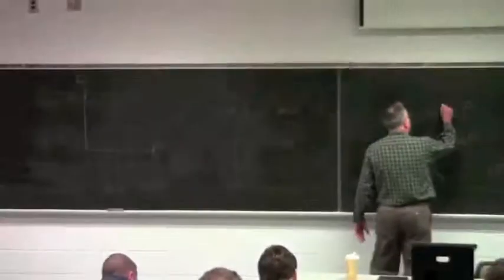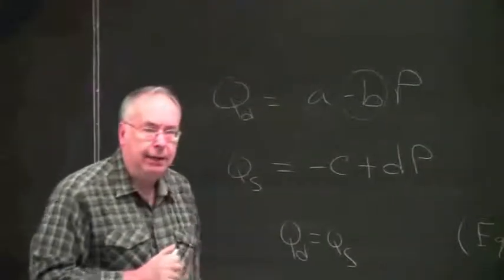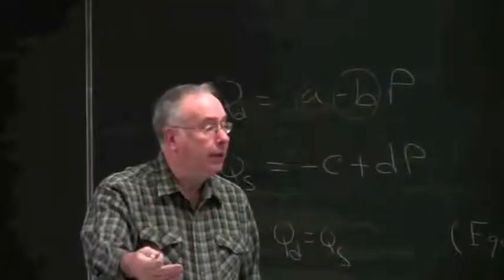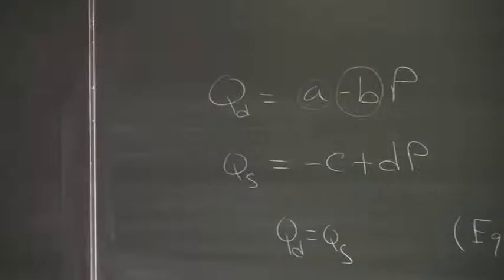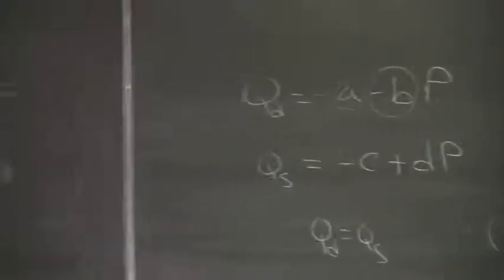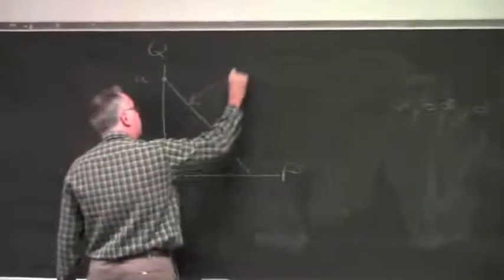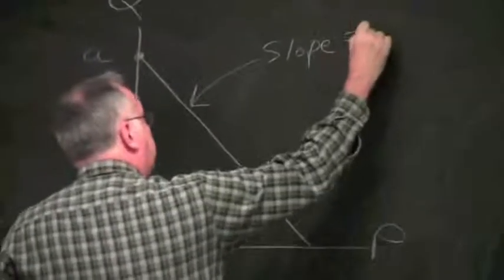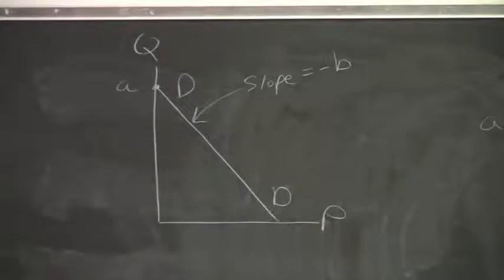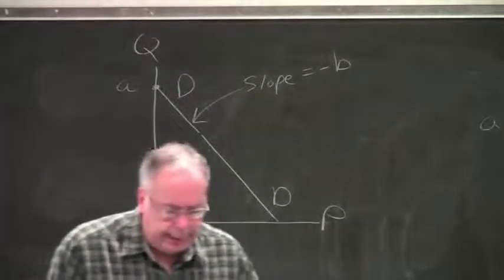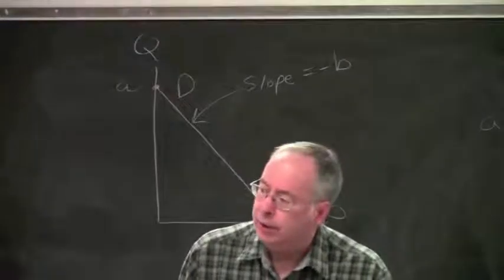What about minus B? In words, what is that? It's the slope of the demand curve. Notice that the demand curve is linear. That coefficient on price is just the slope, the rise over the run. So the slope of this demand curve is minus B. For every 1 unit increase in price, quantity falls by B units.